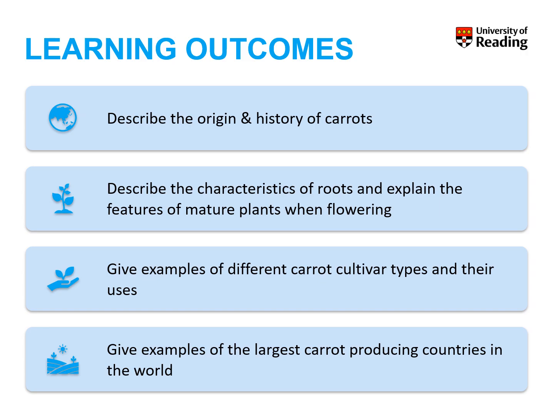The learning outcomes are to describe the origin and history of carrots, describe the characteristics of roots and explain the features of mature plants when flowering, give examples of different carrot cultivar types and their uses, and give examples of the largest carrot producing countries in the world.